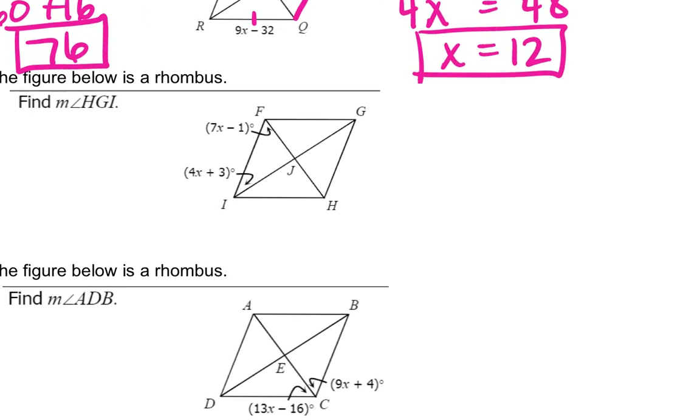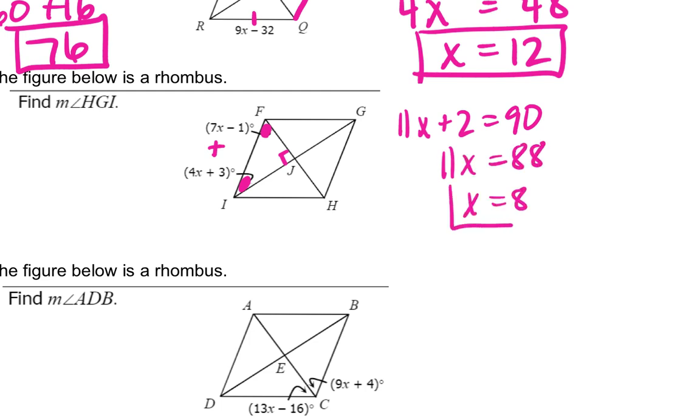Number 15, again, a rhombus. Remember that at the center, it's 90, which means these two angles here have to add up to 90. Okay, they will only be equal to each other if it is a square. Otherwise, they have to add up to 90. So you want to add these two together. So 7x plus 4x is 11x. 3 minus 1 is 2. They have to add up to 90. So 11x equals 88. x is 8.